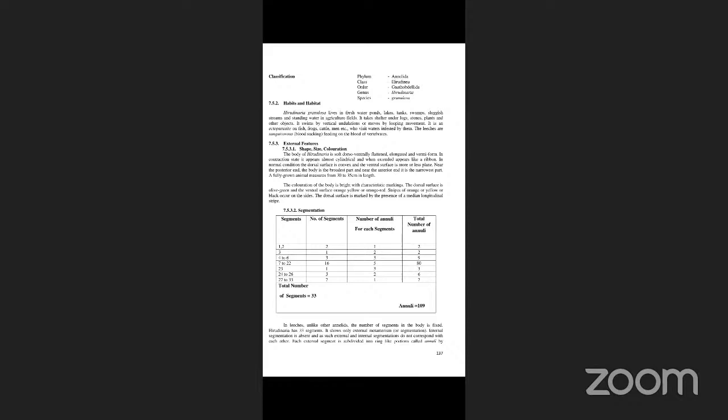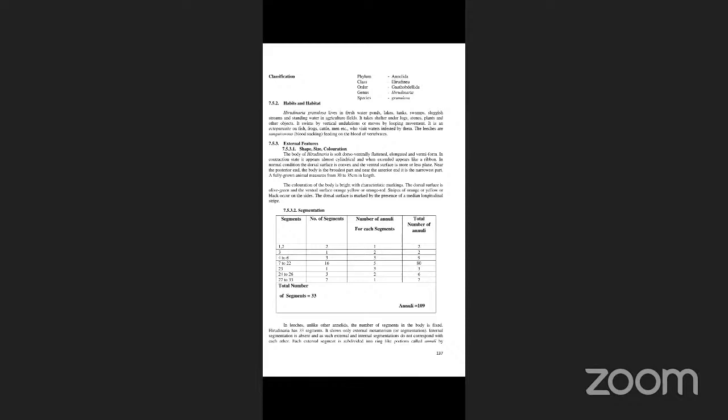Usually when they visit waters, for bathing or washing or drinking, they get affected by these leeches. The leeches are sanguivorous, feeding on the blood of vertebrates. So they are nothing but blood-sucking animals. Now we will discuss the external features of the leeches: shape, size, and coloration.